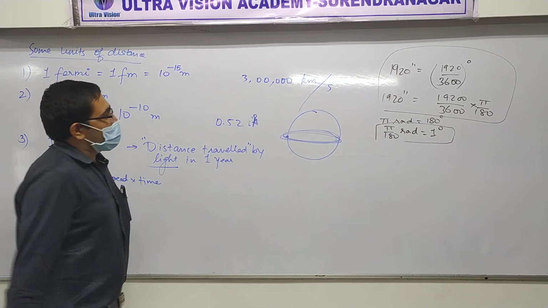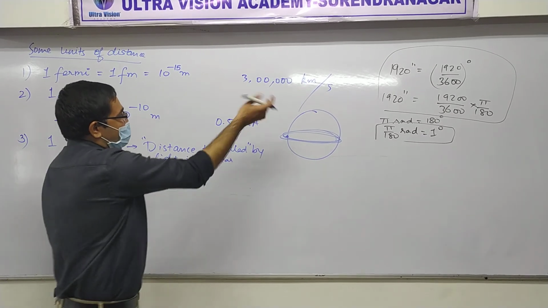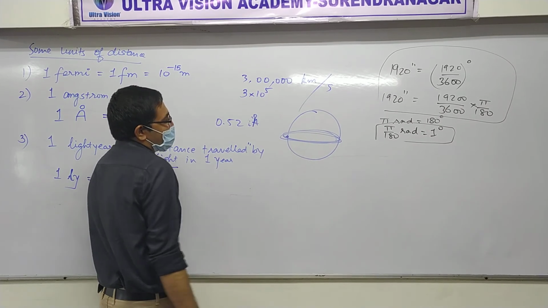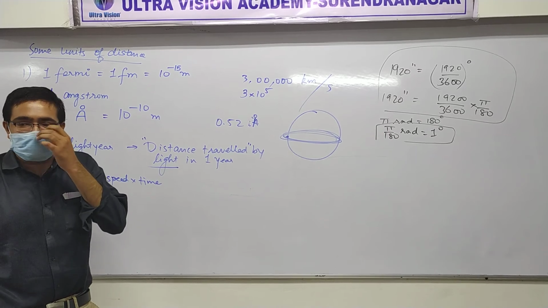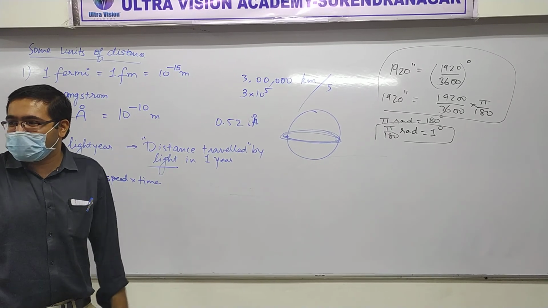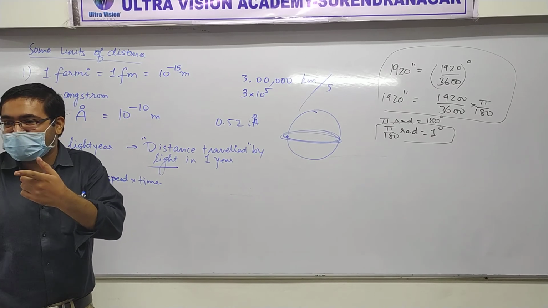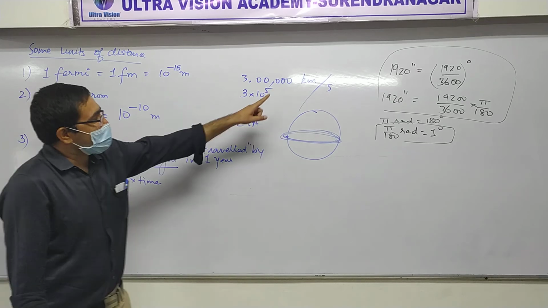Okay, but this is still in kilometer. If you write it in meter and in scientific notation, this would become 3 into 10 raised to 5 first of all. Is that clear? What is the SI unit of distance or length? Meter. See from the table, this was a question from the table. SI unit of length or distance is meter.